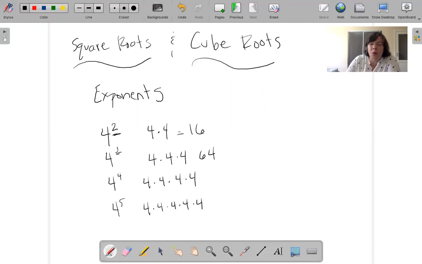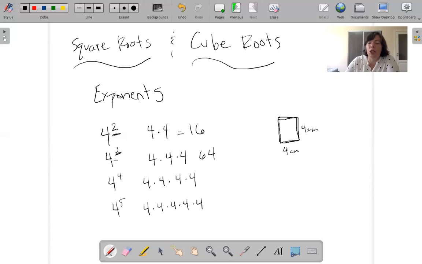But why is it that 4 squared is called squared? That's because if we have a square, and let's say this side is 4 centimeters, and this side is 4 centimeters, we can find the surface area of this square by what? Multiplying length times width. 4 times 4.